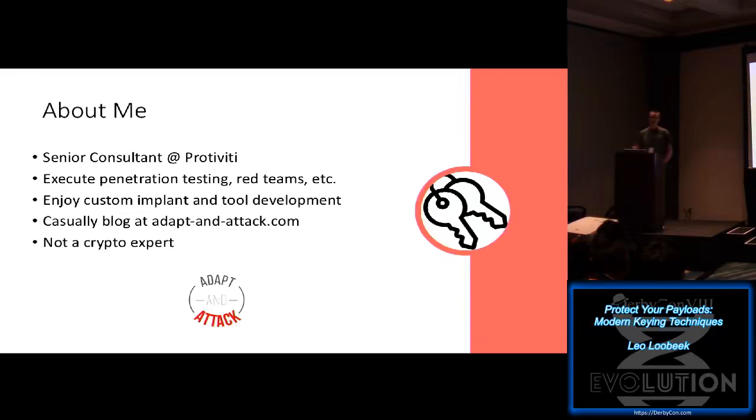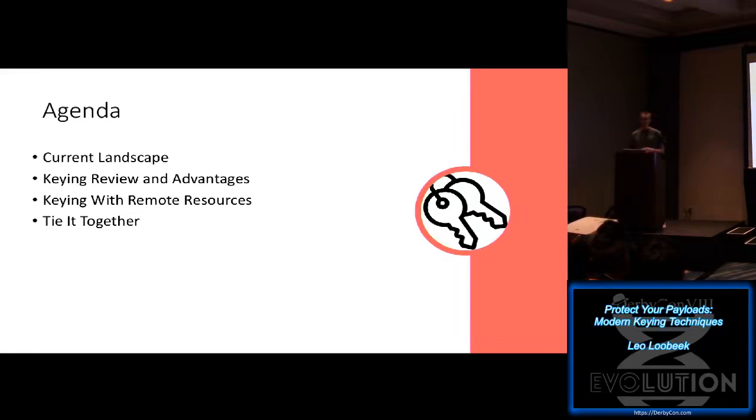And just a warning, I'm not a crypto expert. You don't have to worry about any crazy math. But what we do have on the docket today, we're basically going to look at the current landscape of payload delivery and development, and see where keying fits in. We'll review how that works, where the advantages are. Then we'll add remote resources to our keyed payloads, and then I'll try and tie it together at the end here.